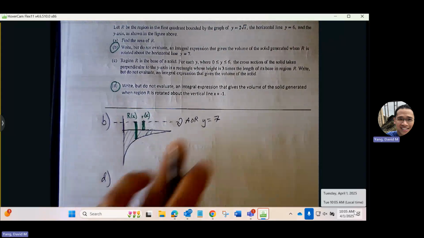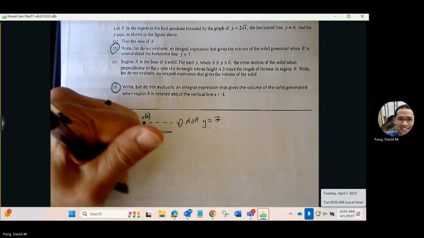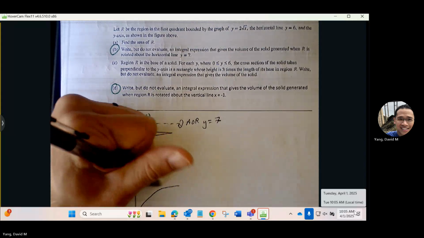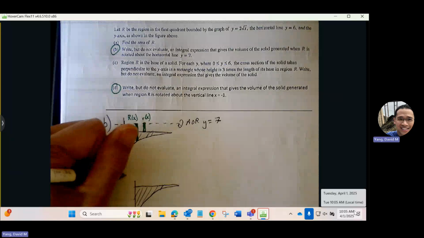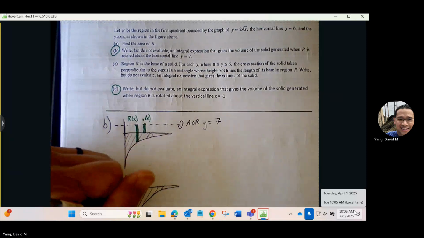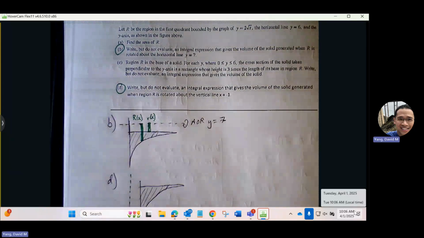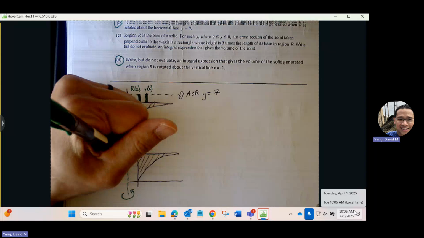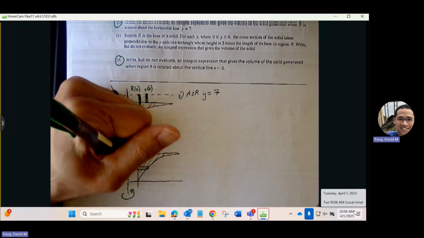Part D, let's say the shaded region is rotated around the line x equals -1. But if I have a vertical axis, well, first off, it is still washer method. But I need to rewrite my equation because anytime I see a horizontal radius or length, the equations that are given to me are usually not going to be suited for us to use.